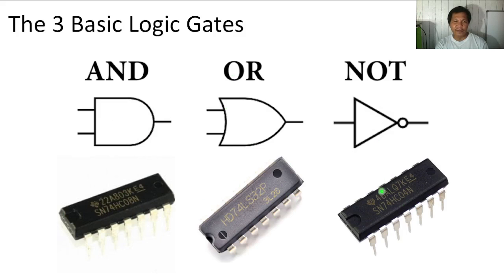7404. So this is the very famous NOT gate. Okay, that's it for the 3 basic logic gates. Of course, there are actually 7 logic gates. So you have the NOR gate, NAND gate, XNOR, and XOR gate. We will discuss those once we reach combinational circuits.